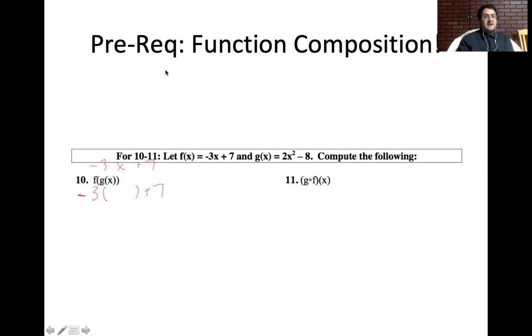Now, the g of x, I'll make the green function for this. So we put the 2x squared minus 8. And one of the things that I'm going to have you do on Delta Math is get a lot of practice being in the mindset of the composition of functions, because it's going to help you get a little bit better at seeing what is the inner function and what is the outer function. So we refer to our g of x case as being the inner function, and then our f of x case being the outer function.